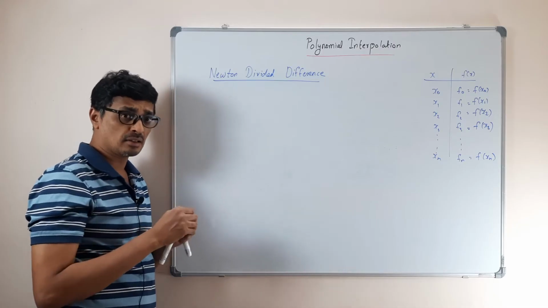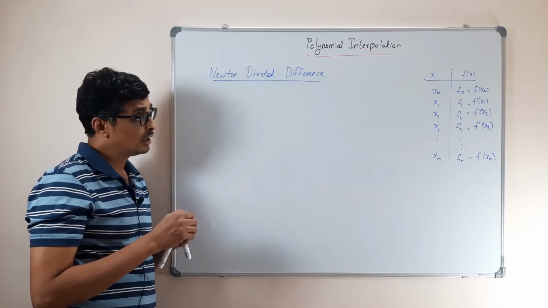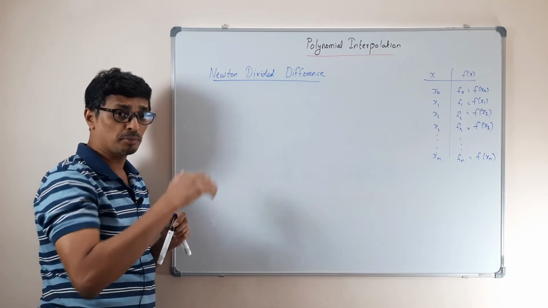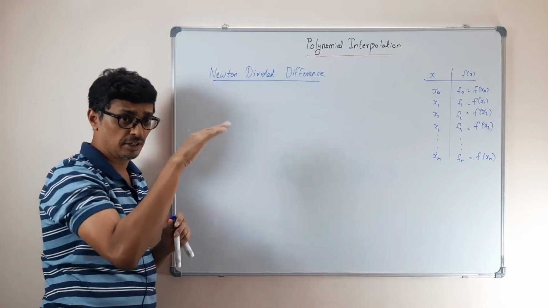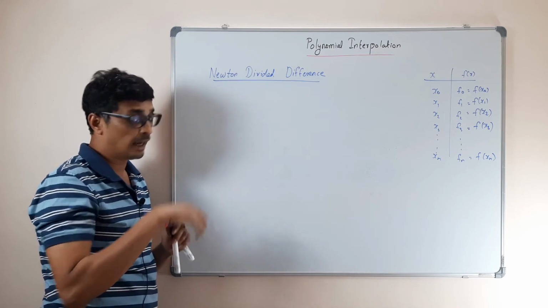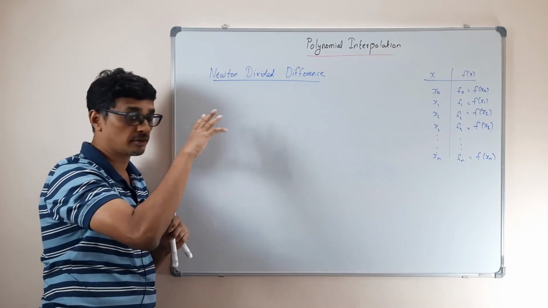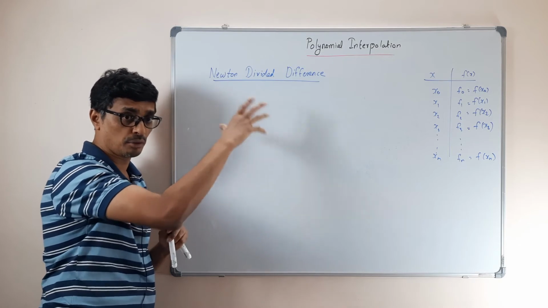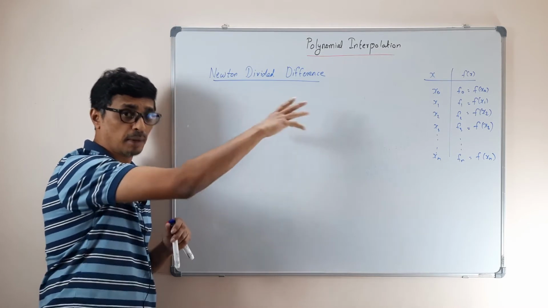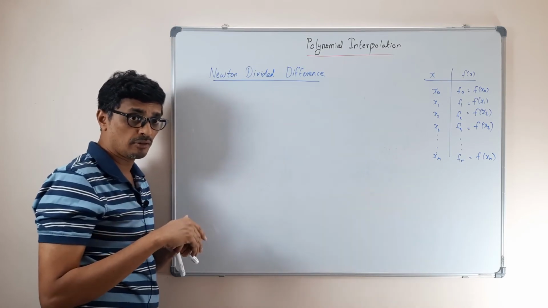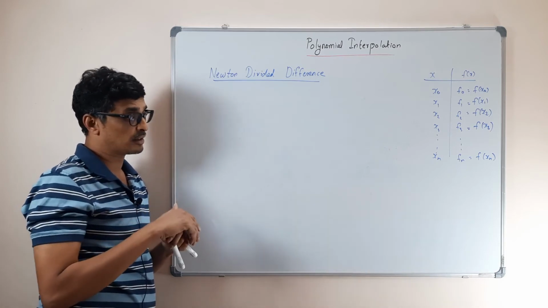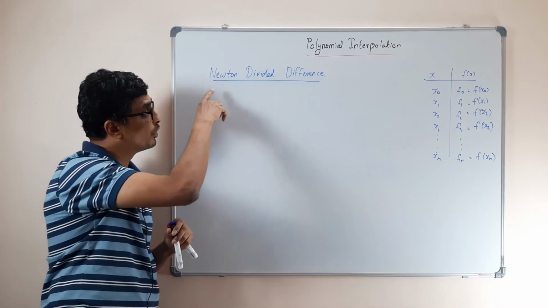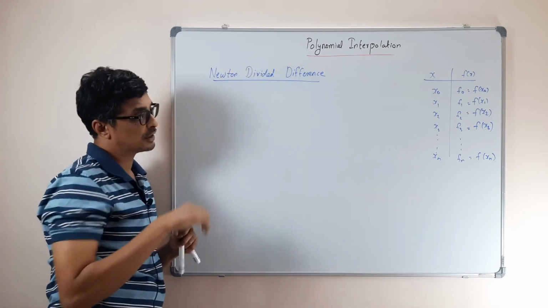There is another algorithm which can find the polynomial when your data points are unevenly spaced. It basically utilizes a matrix, tries to construct a system of linear equations, and uses matrix techniques to find the polynomial. That's an interesting algorithm. That is the Newton divided difference algorithm.